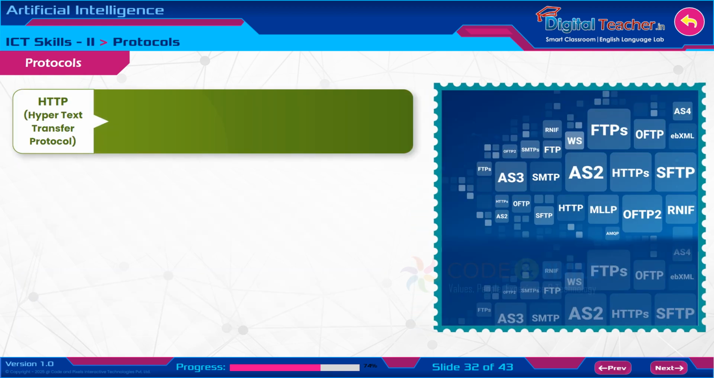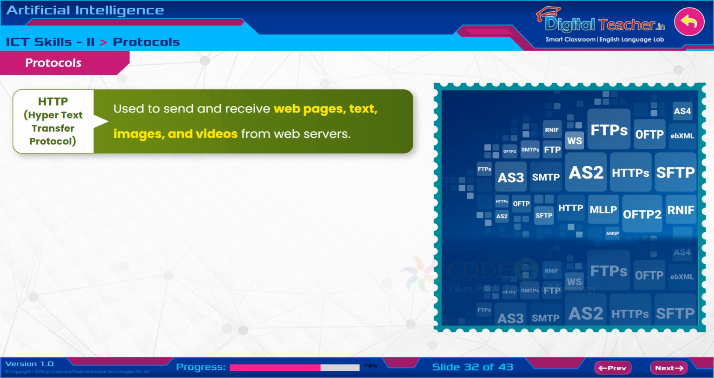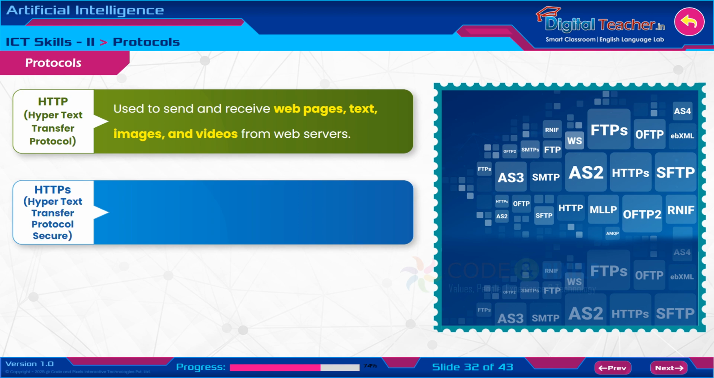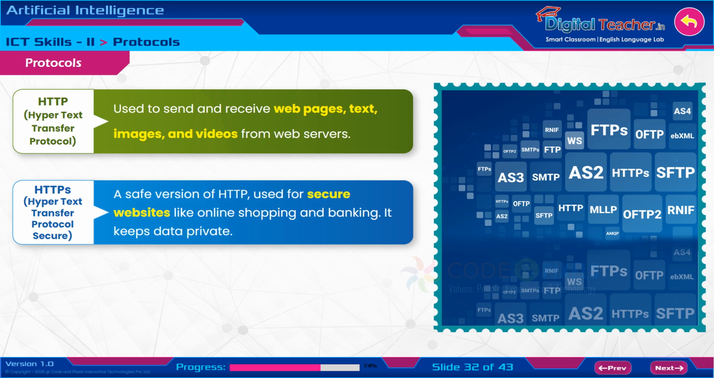Hypertext Transfer Protocol. Used to send and receive web pages, text, images, and videos from web servers. Hypertext Transfer Protocol Secure. A safe version of HTTP, used for secure websites like online shopping and banking. It keeps data private.